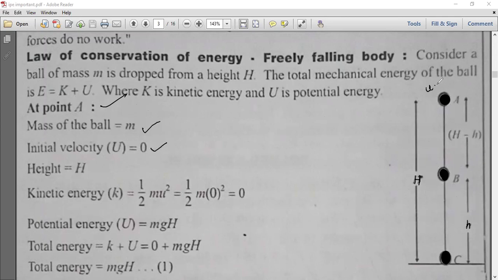Now at point A, you see mass of the ball m, initial velocity 0. Why? Because we are dropping, so u is equal to 0. Height is capital H. So kinetic energy, half m u square, is 0. Potential energy is mgH, and therefore total energy K plus U is equal to mgH, because kinetic energy is 0 and it has only potential energy. That's why at point A energy is equal to mgH. Very easy, we just have to use two formulas, kinetic energy and potential energy. Clear?